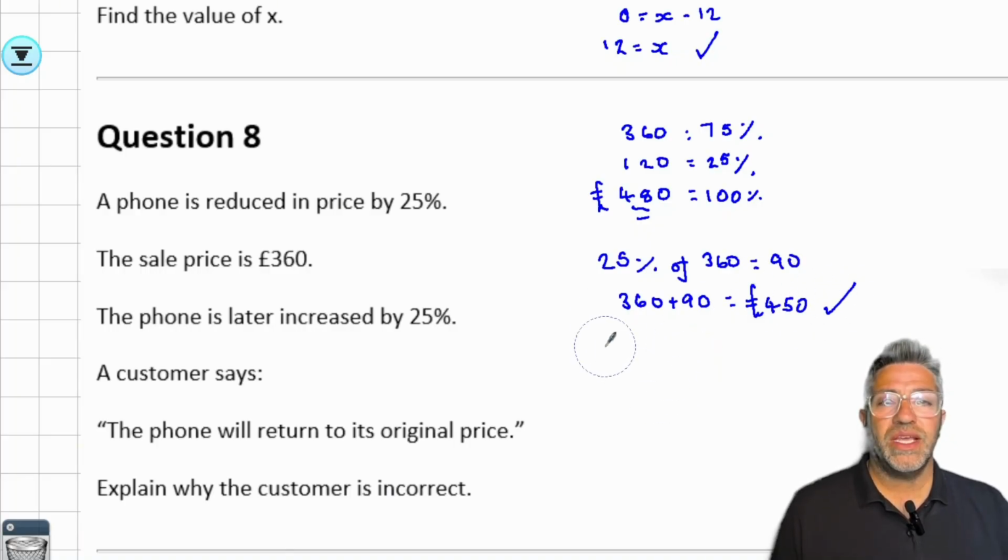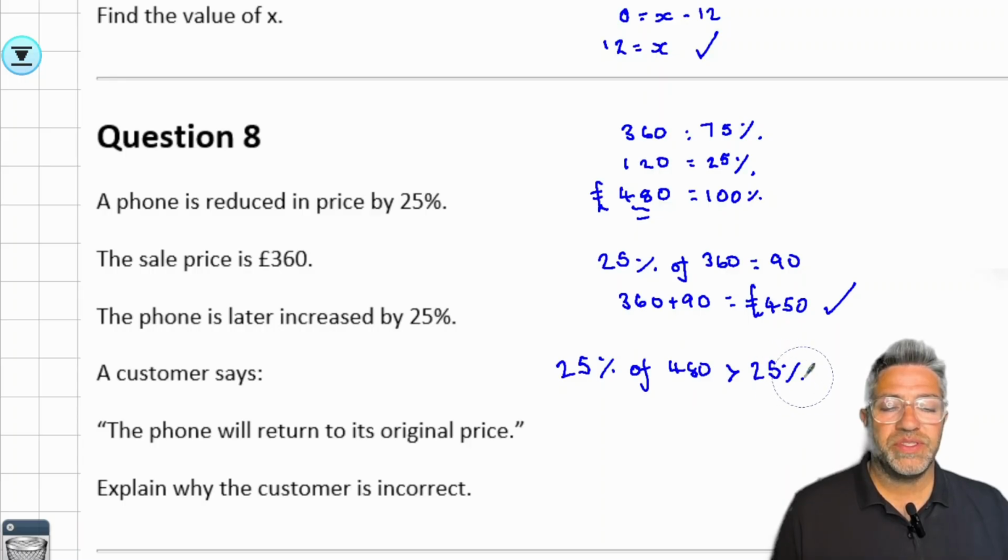Explain why the customer is incorrect. Well, simply put, 25% of 480 is greater than 25% of 360. And this touches upon the topic that you may have heard of reverse percentages.